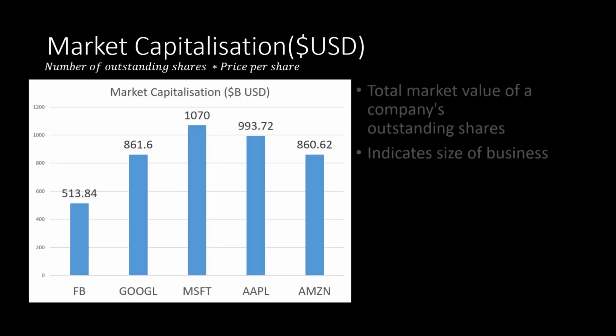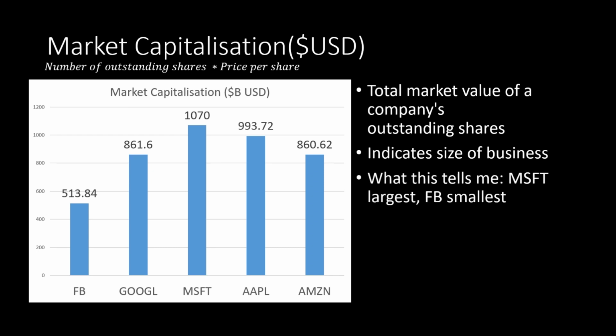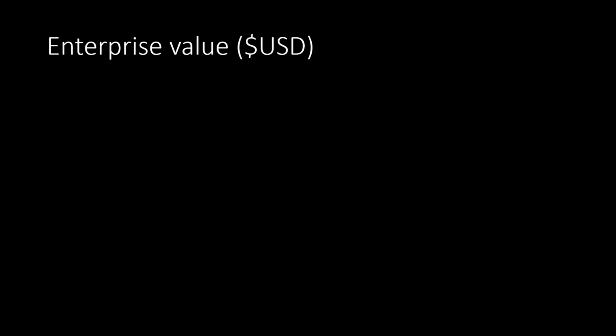And so as you can see, market capitalization of Microsoft is actually larger than Amazon, even though the share price was the lowest out of the 5 in the previous slide. And this is an indicator of the size of the equity value of the business. So with this, what this tells me is that Microsoft is the largest and Facebook is the smallest out of the 5. All right, next we'll look at enterprise value.